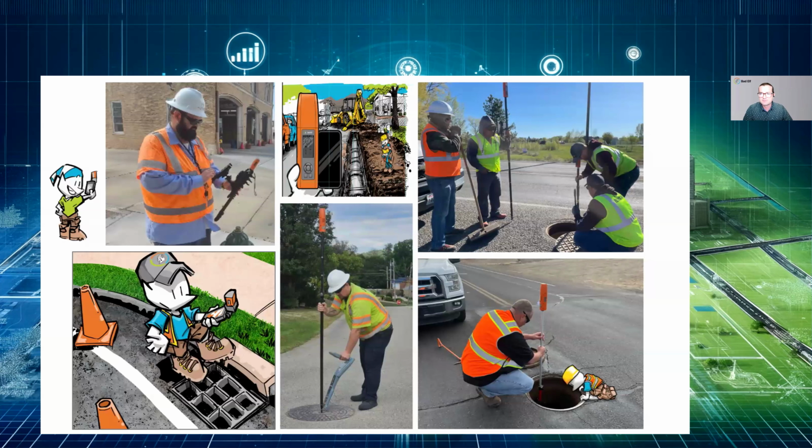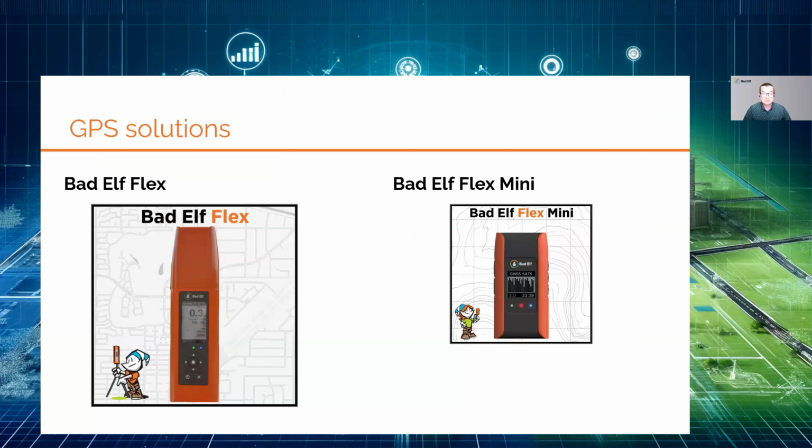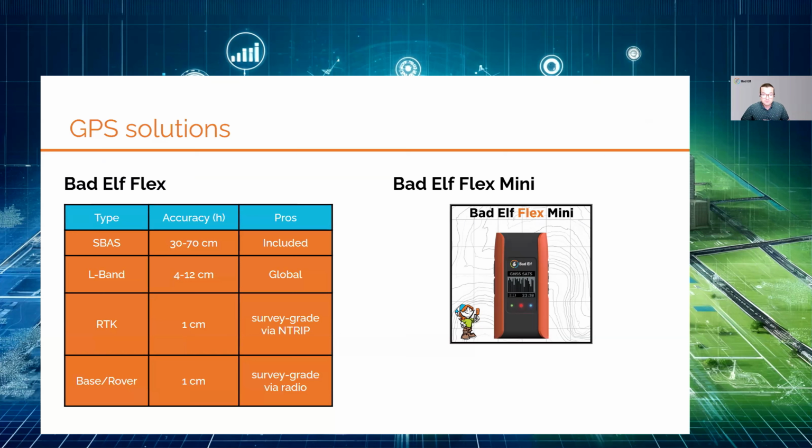And so that's where Bad Elf comes in. We create devices that utility professionals go out and use for subsurface utility engineering, among other things. We have two major products. We have the Bad Elf Flex and the Bad Elf Flex Mini. The Flex is a super versatile unit. You can use it with SBAS or satellite corrections. You can use it with real-time kinematic terrestrial corrections. You can use it with base and rover radio corrections. It is effectively a Swiss Army knife, it literally does all the things that you need, including making Julian fries. If you're off grid, you can use base and rover.